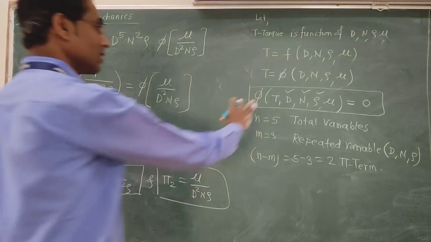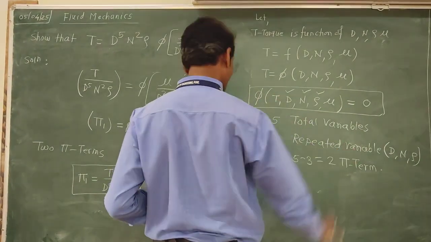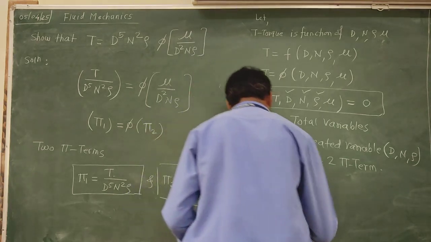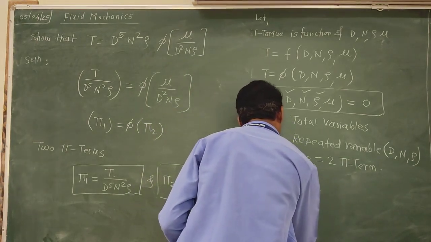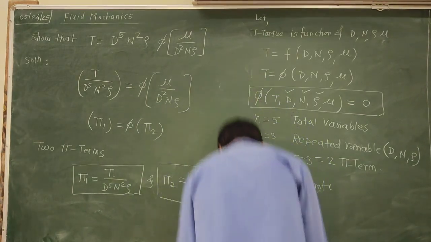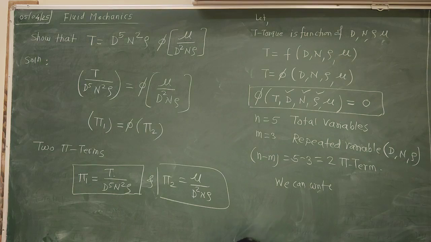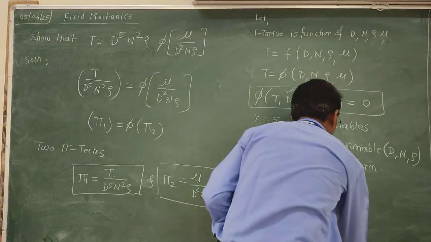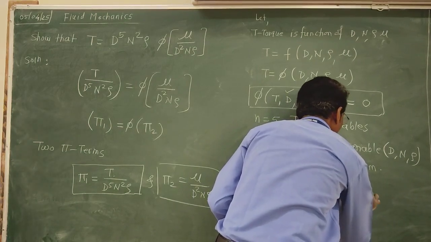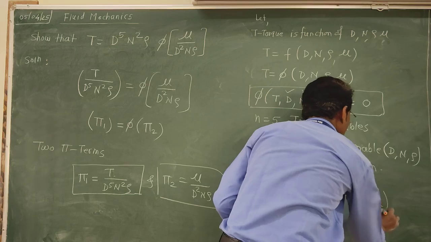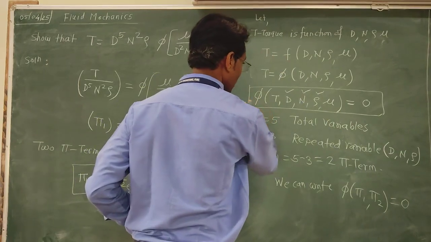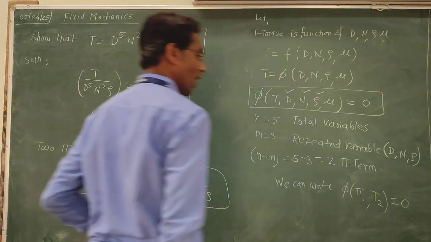So we have selected these 3 repeated variables. Pi terms will be 2. So we can write that pi is a function of pi 1 and pi 2. In this way we can write this equation. This equation is the fundamental equation, we can write in this way, pi.